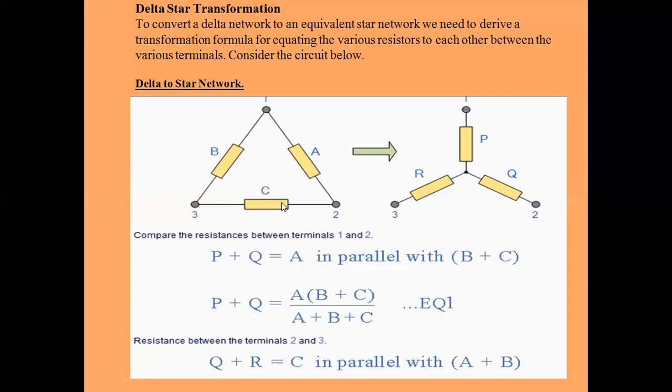So in this way we get a delta to star transformation. It means if we have this delta connection, then we can convert this delta into this equivalent star connection by simply deriving the values of P, Q, R resistances from these delta connections. So you remember this while solving problems. This will be helpful to you.